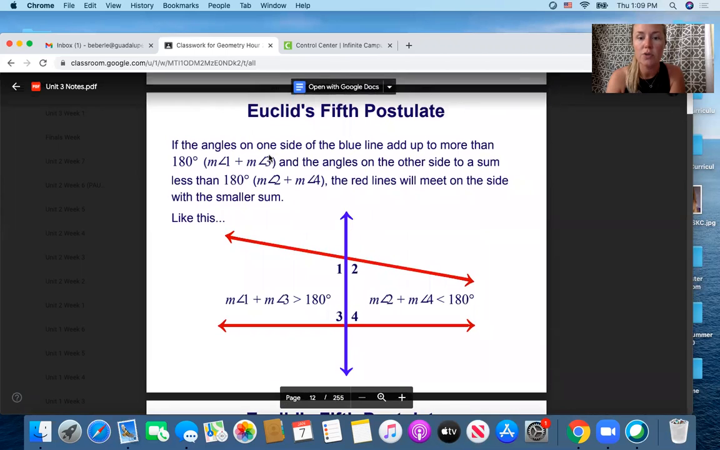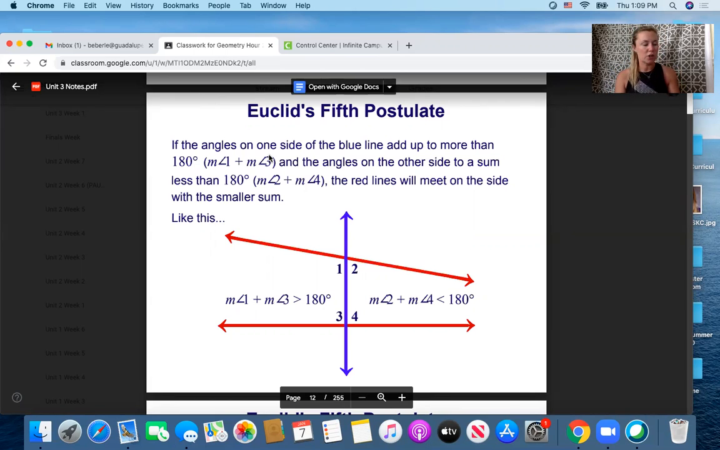Okay, so Euclid's fifth postulate says that if the angles on one side of the blue line add up to more than 180 degrees and the angles on the other side to a sum of less than 180 degrees, the lines will meet on the side with the smaller sum.